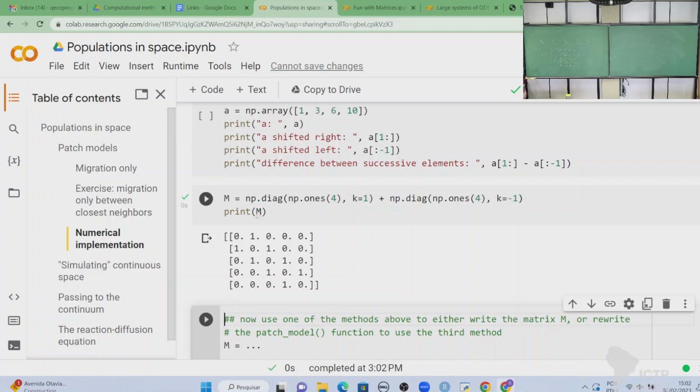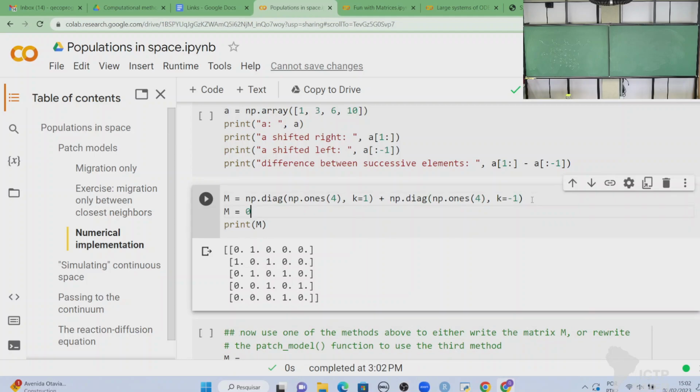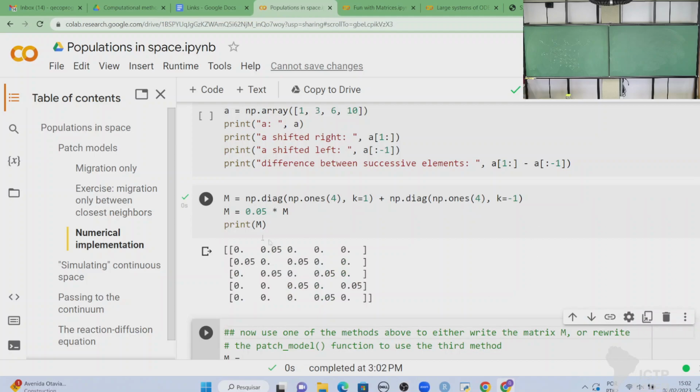And of course, if I want to have a value of m instead of 1, I can just come here and say, okay, m is, I don't know, 0.05 times m, okay? And then all of the values will be 0.05. Good? Yeah? Questions? Comments? Okay. Question? Yeah.